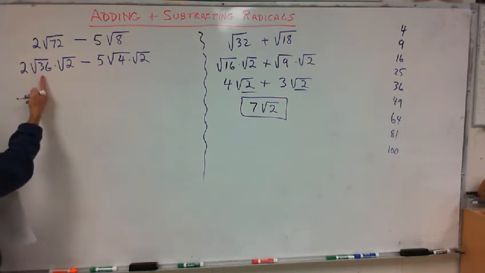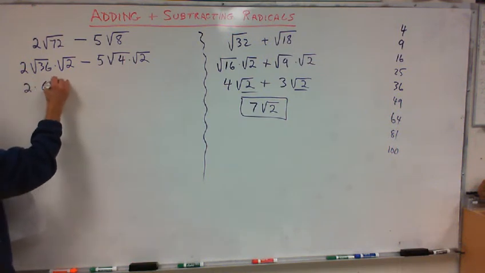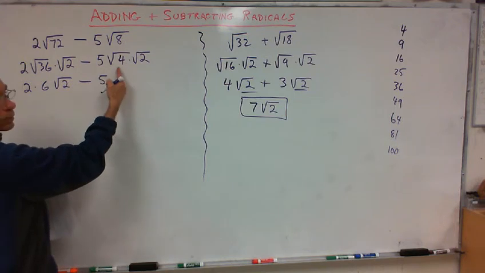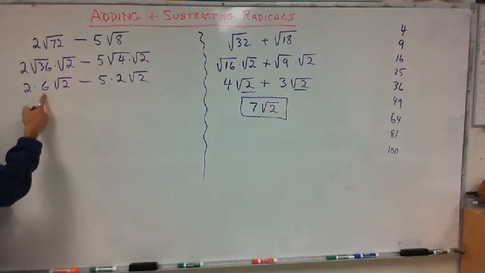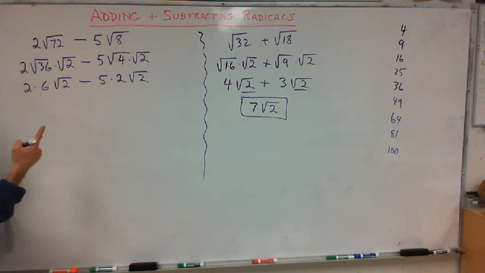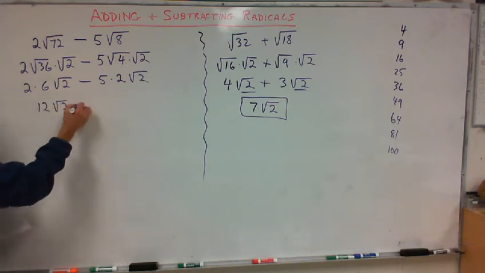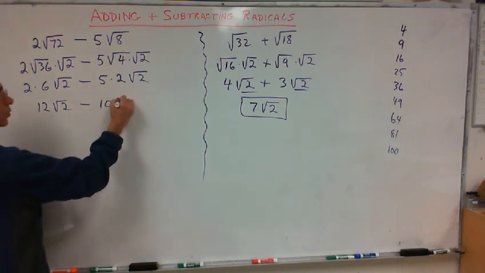So what's the square root of 36? So 2 times 6 is, well, I'll just write it like this. 2 times 6 times the square root of 2 minus 5 times 2. Square root of 4 is 2, right? Times the square root of 2. So now, what's 2 times 6? 12. Right. 12 times the square root of 2 minus, what's 5 times 2? 10 times the square root of 2.